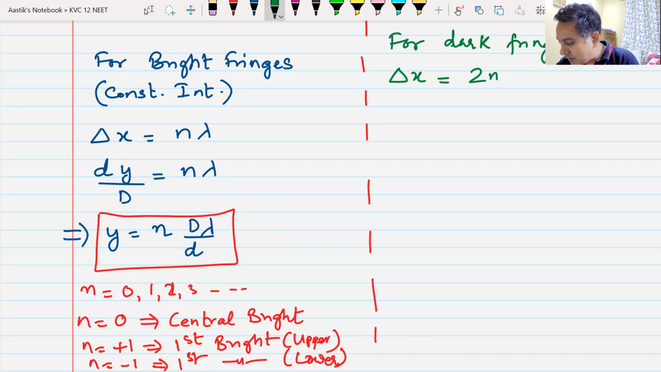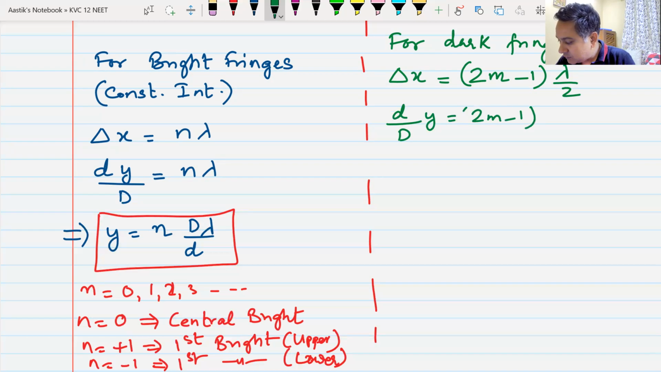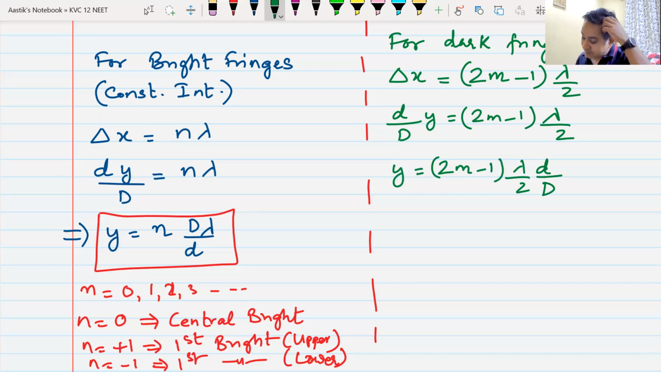It will be equal to 2m minus 1 into lambda by 2. I'm writing m instead of n so that it looks different. If I use n in both places, you might get confused. So 2m minus 1 into lambda by 2. The path difference is d by capital D into y. That will be equal to 2m minus 1 into lambda by 2. I will write it in this fashion: y equals 2m minus 1 into lambda by 2 into capital D by small d.